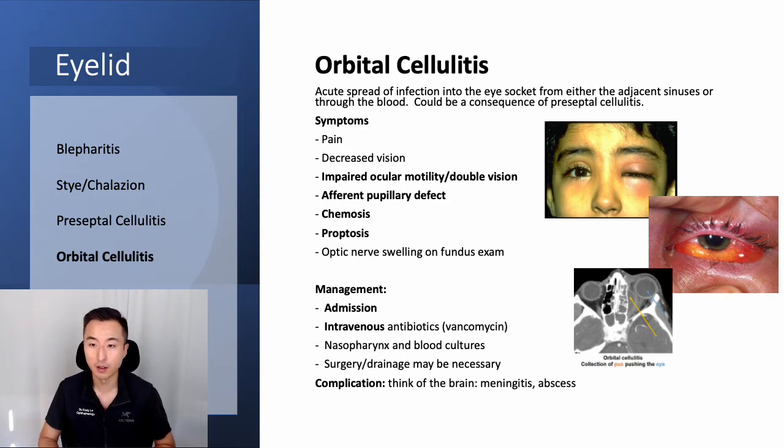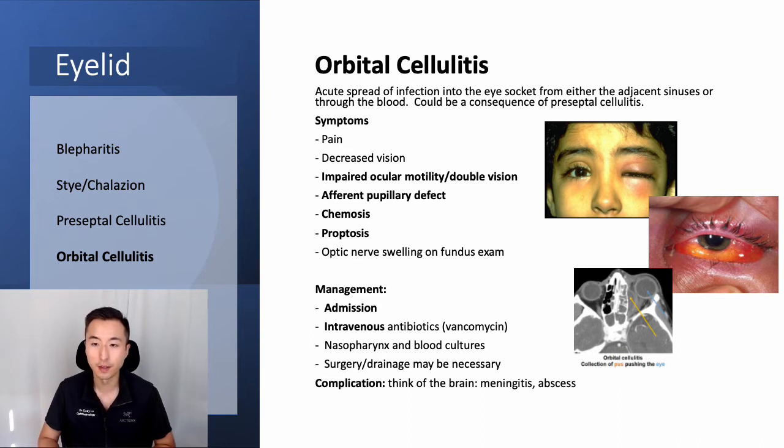Oftentimes these can be related to sinusitis, if patients are immunocompromised, things like that. And so I would run through that list of things to try to figure out why they have orbital cellulitis, because oftentimes there's an underlying cause for why this is going on.